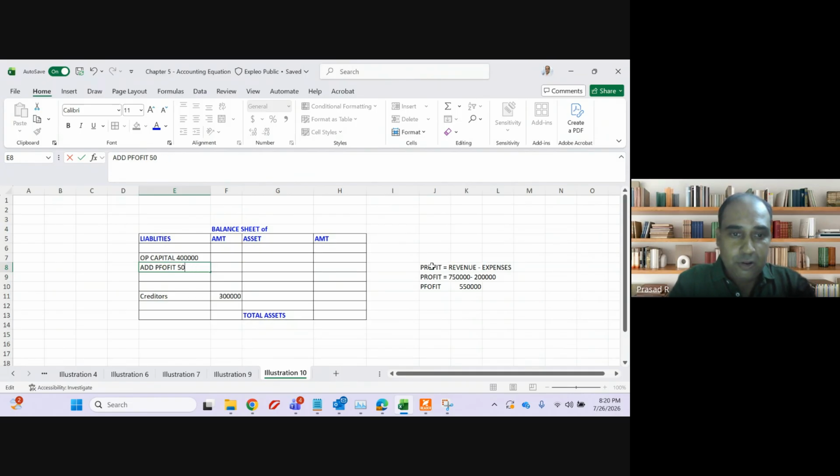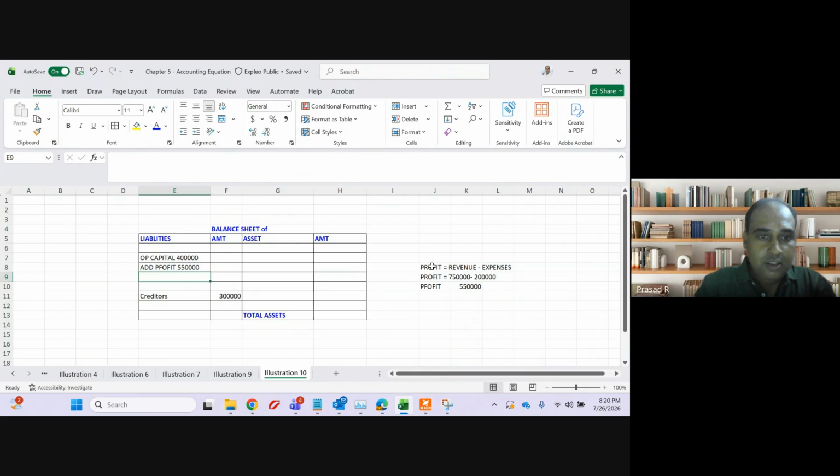If I add 5,50,000, my closing capital will be how much, guys? Closing capital will only come in the outer column. 4 lakh plus 5,50,000 will be 9,50,000.